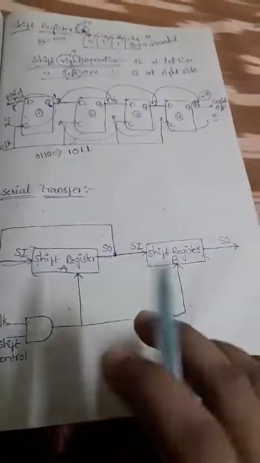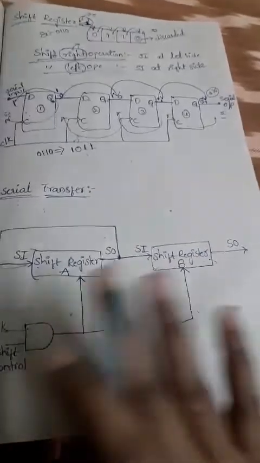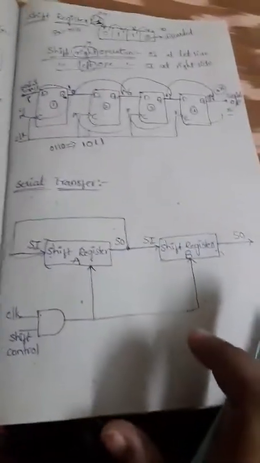So now we will see how to transfer the information. Let us take one example, and after that we will see the transfer. So see here, I can consider a serial transfer example. Here I am taking the timing pulse, that is the clock pulse we are giving in this block. Okay, so this is shift register A and this is shift register B.